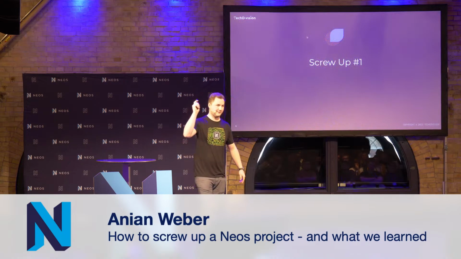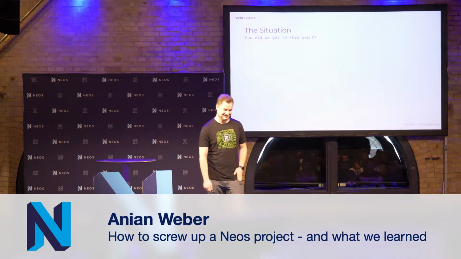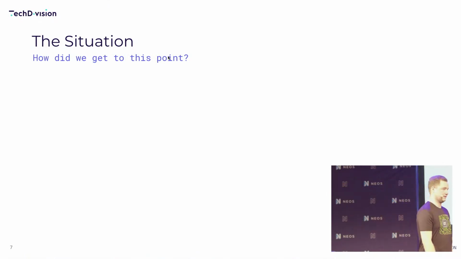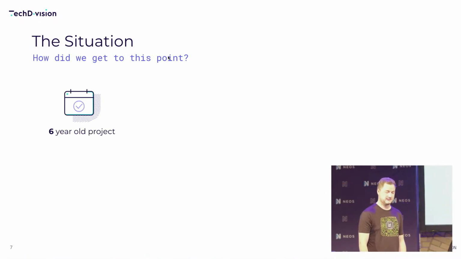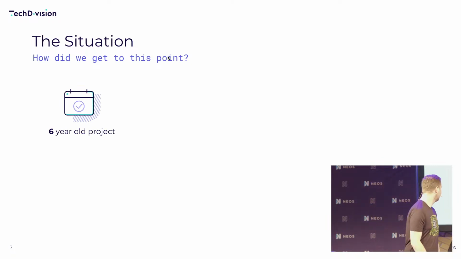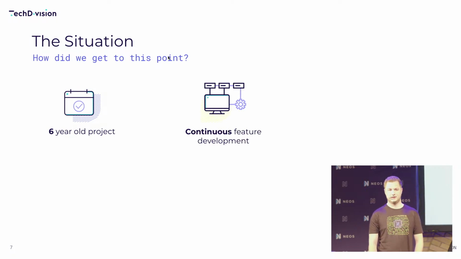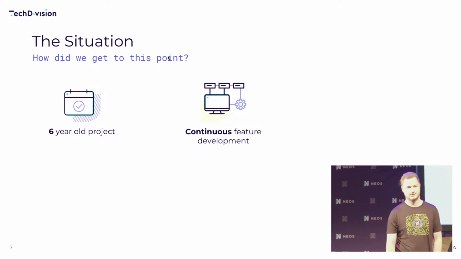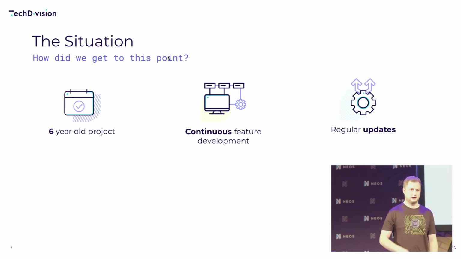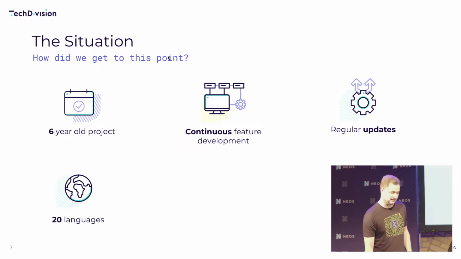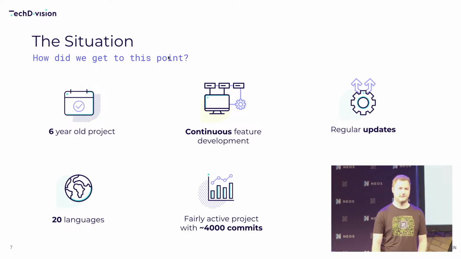The first screw up. What's the situation that we were in? What's the context for this problem? It's a fairly old project with over 6 years of age, and we continuously develop features, build some new stuff. The customer wanted some new features, and so it's an ever-evolving project. And it got regular updates. So far, so good. It had over 20 languages, and in general, a fairly active project with around 4,000 commits.